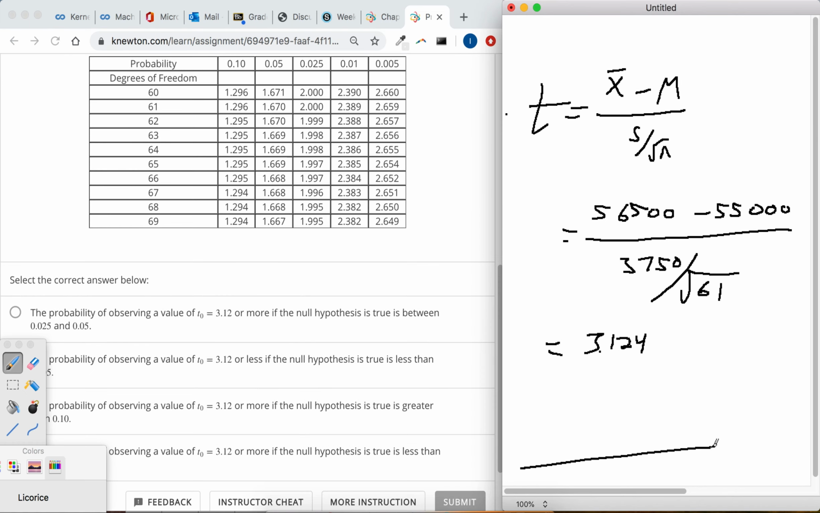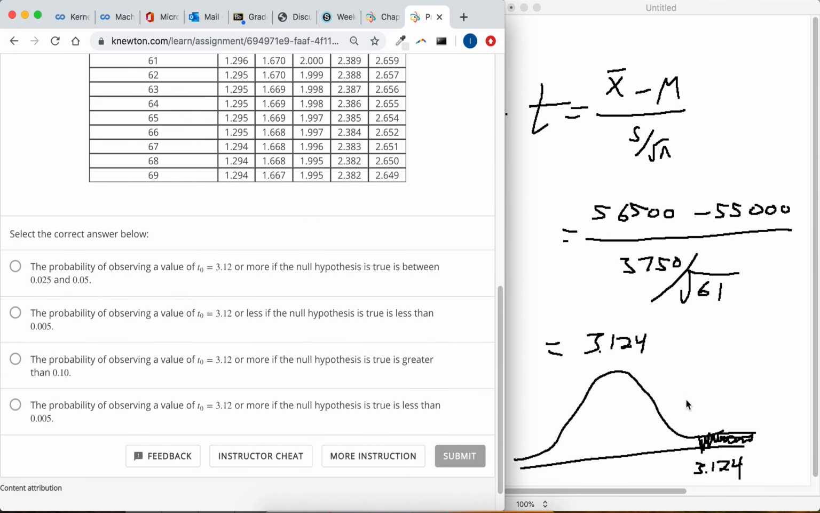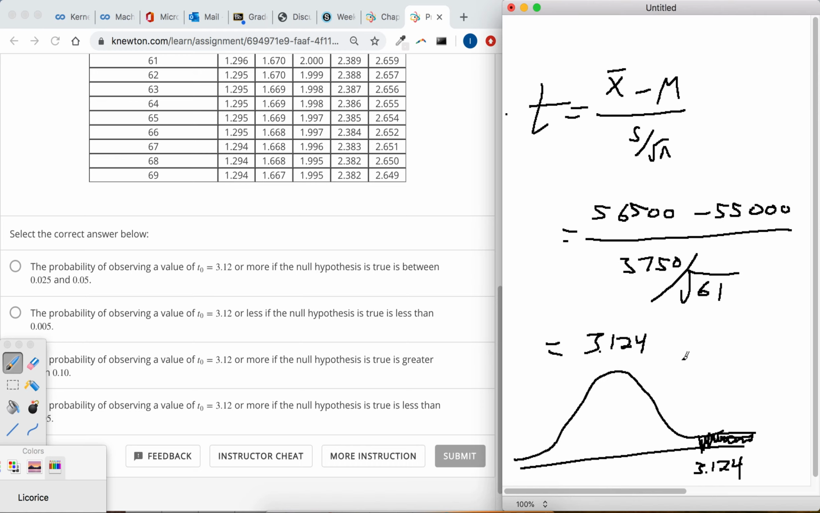It's a right-tailed test, meaning your rejection region's over here. We got a test statistic of 3.124. The p-value is the area in the direction of the rejection region for your test statistic, because the p-value is the probability that you get as extreme a test statistic given that the null hypothesis is true. We also want to note that our degrees of freedom is 60, because the degrees of freedom with one sample mean is just 61 minus 1.